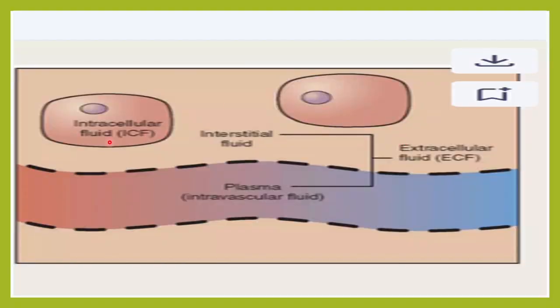So this is the blood vessel, this is the plasma. So this is the intravascular fluid. This is a cell, so this is the intracellular fluid. Now in between this, what you will see is the interstitial fluid which occupies this tissue space. So all this will come: interstitial fluid, plasma fluid, extracellular fluid. All these are the extracellular fluid, and this is the intracellular fluid.